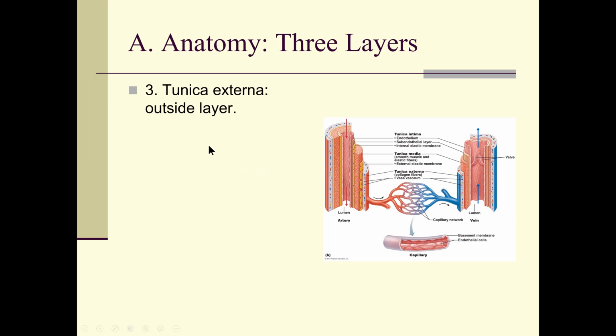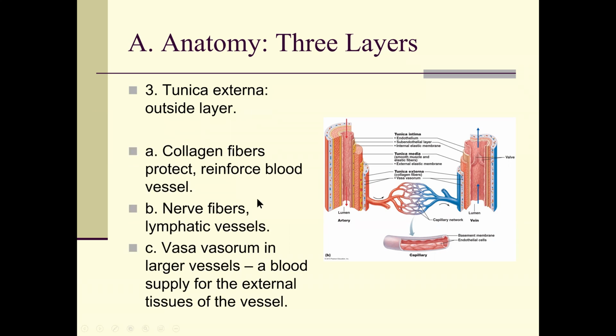And then finally, we have the tunica externa, okay? It may be as little as a few collagen fibers with a nerve fiber and a lymphatic vessel over the top of it. In other words, if you are doing a dissection of some of the smaller blood vessels, it's almost like a filmy white substance on top of the blood vessel, and it doesn't have very much substance to it.